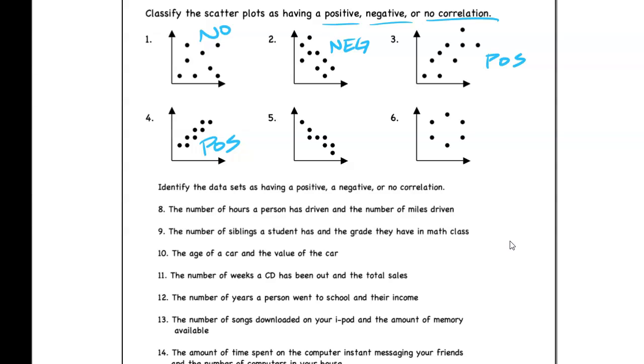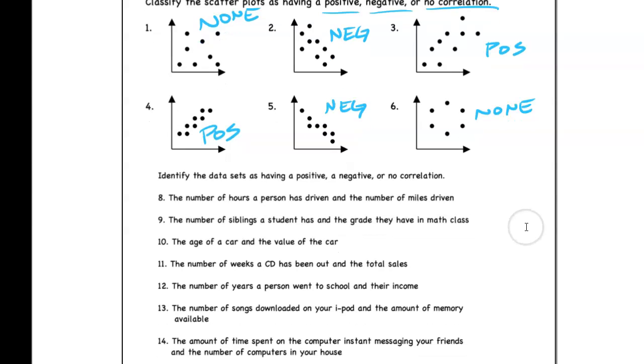What'd you say? Negative. Yeah. And 6? No. None. Perfect. What number 7? That's a great question. I didn't number these. Where is 7? You know what?